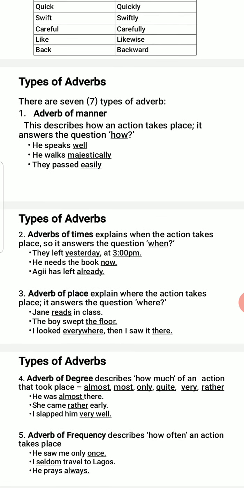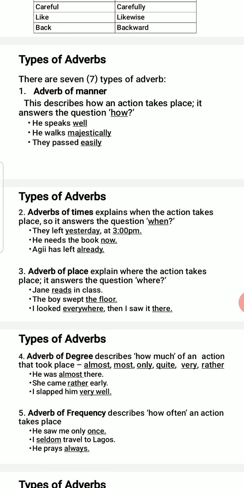Number 2, adverb of time. This adverb explains when the action takes place. Adverb of time explains the time an action takes place. And so it answers the question when. They left yesterday at 3 p.m. They left when? Yesterday, at 3 p.m.